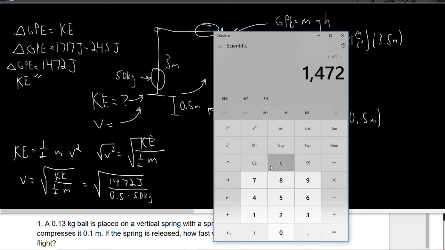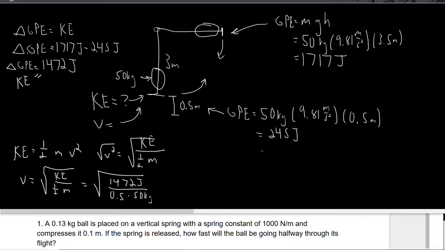1,472 divided by 0.5 times 50, close parentheses, square root. All right, that looks like what I wanted it to do. So the answer is 7.7 is what I'm going to call that. So at the bottom of the swing, this individual is going 7.7 meters per second. That's pretty fast. This person's booking it on this swing.